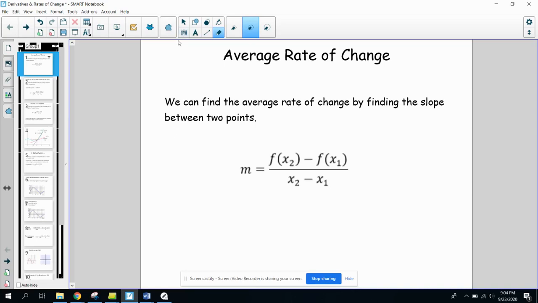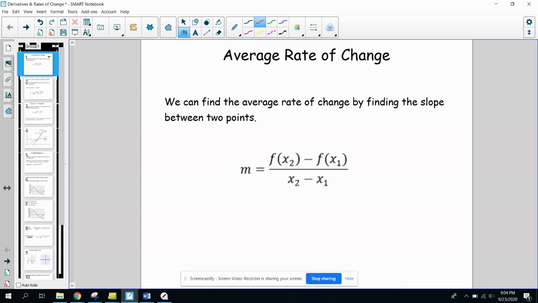We're going to talk about the average rate of change. We can find the average rate of change by finding the slope between 2 points. So if we look at this equation, m equals f of x2 minus f of x1 over x2 minus x1. This is the equation for the slope, right?